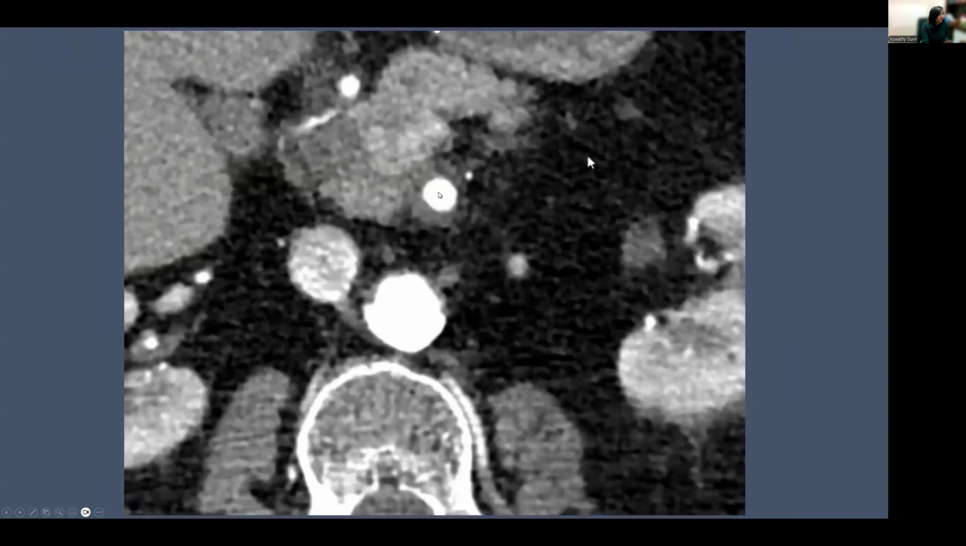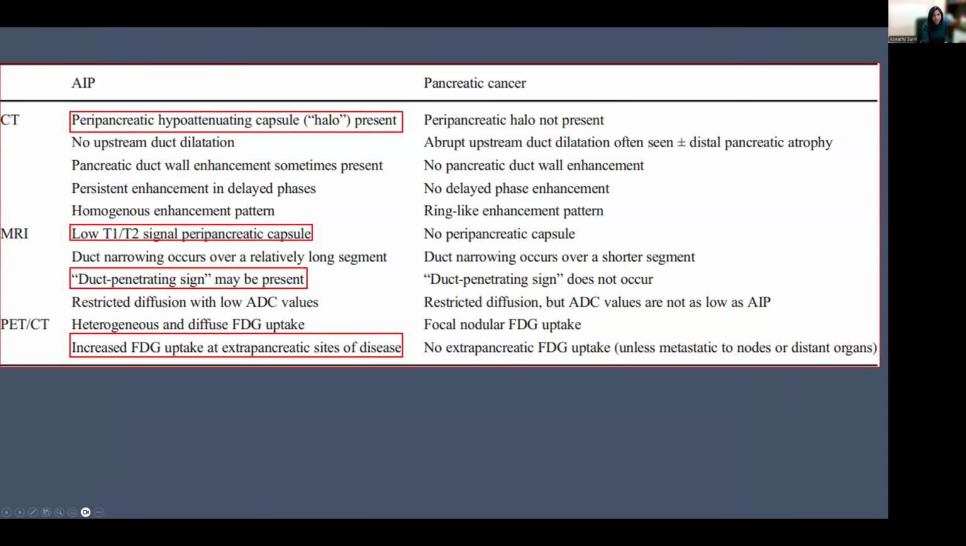This is after a few months of treatment. There is significant reduction in the bulk of the head. So this was in fact biopsy-proven IgG4-related disease.